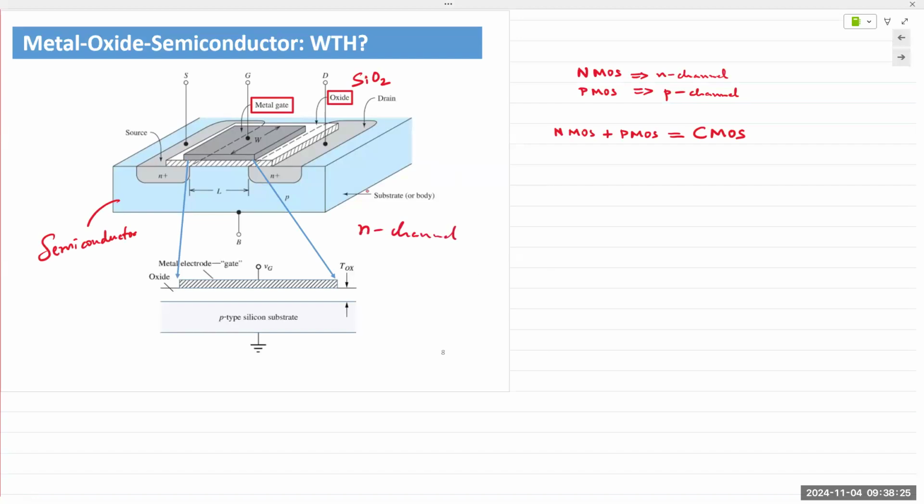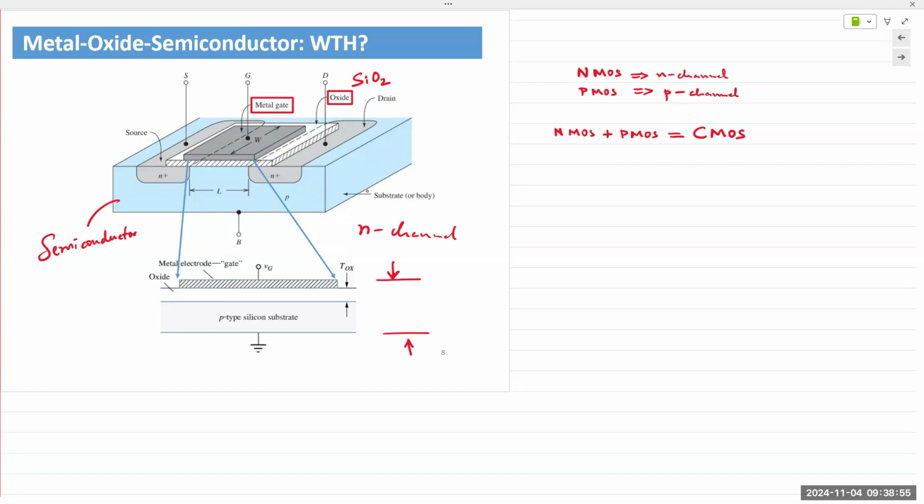And we start off with a P-type substrate to create an N-channel MOSFET. And vice versa. If you want a P-channel MOSFET, we start with an N-type substrate or an N-type wafer. Right now, we're going to focus on the center right here. MOSFET stands for metal oxide semiconductor. And so this creates a sandwich layer right where the gate is.